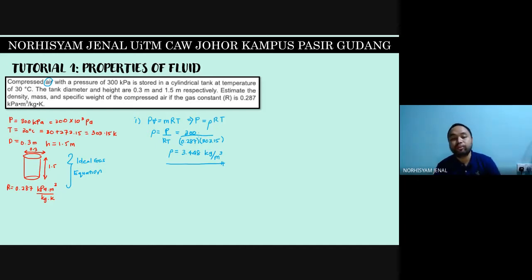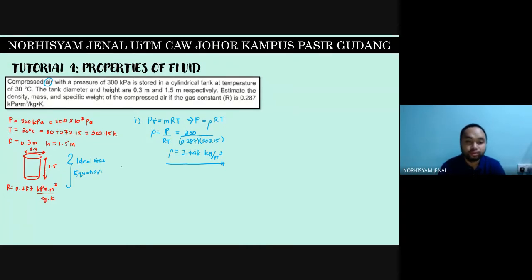If you can see from here, I'm using 300 because 300 is in kPa, and check again over here, the gas constant is also using kPa. If the gas constant is using Pa as the unit, you need to use 300 times 10 to the power of 3 pascal, to cancel out between the gas constant and the pressure. But since here we have kilopascal, that's why I'm using 300.